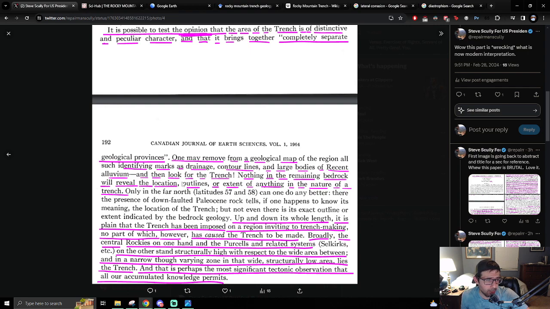Up and down its whole length, it is plain that the trench has been imposed on a region inviting to trench making, no part of which, however, has caused the trench to be made. Broadly, the Central Rockies on one hand and the Purcells and related systems on the other hand are structurally high with respect to the wide area between, and in a narrow though varying zone in that wide structurally low area lies the trench. And that is perhaps the most significant tectonic observation that all our accumulated knowledge permits.